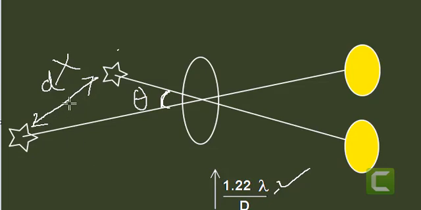Fine. See, it does not depend on the star. Suppose that you have one more star here. Then star number 1 and star number 2 have a separation, and star number 1 and 3 have a separation. The separations are different, but the angle is the same. That's why we gave importance to angle in a telescope and distance in a microscope.